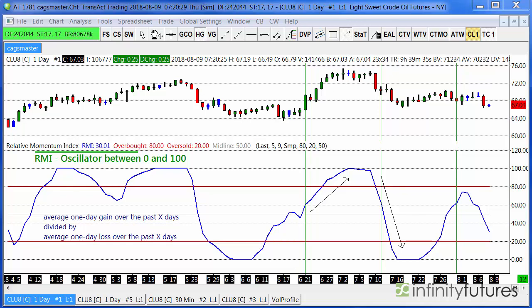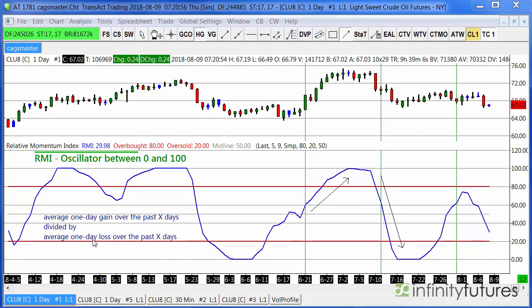And that ratio is the average one-day gain, or one period gain, depending on what kind of chart you're looking at. Here we have a crude oil daily chart. So we're going to say average one-day gain over a set amount of days. Here I have it set for 5. So it's the average one-day gain over the past 5 days divided by the average one-day loss over the past 5 days. And X is a variable. You could make that as long and short as you want.